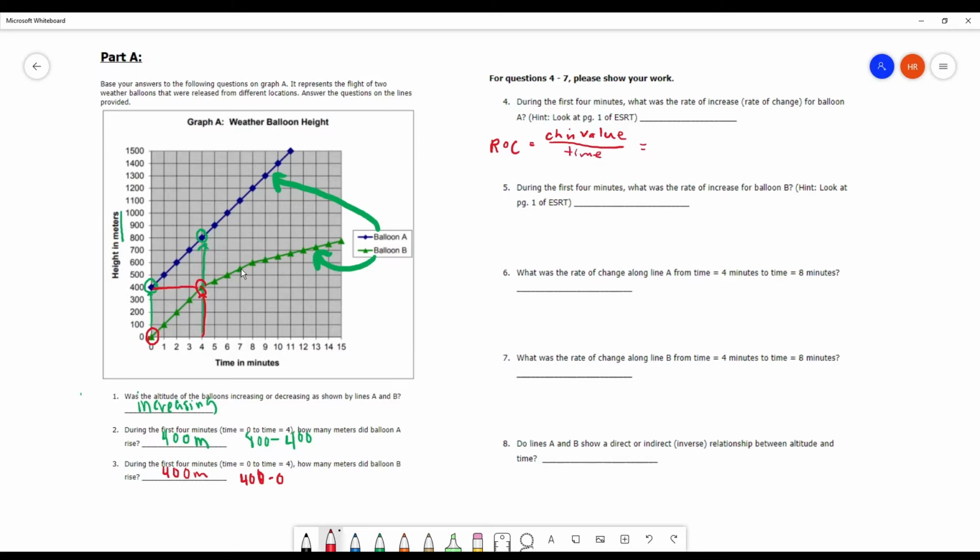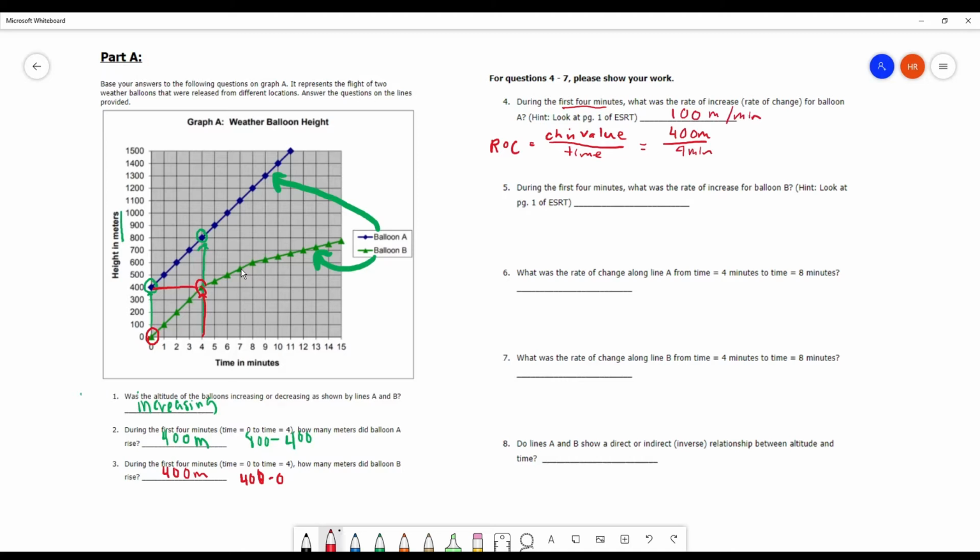Awesome. So what was our change in value for the first 4 minutes? Well, we saw that it changed by 400. We got the answer for that one in 2. And how long is 4 minutes? Well, it's 4 minutes long. So what's 400 meters divided by 4 minutes? It's 100 meters per minute.